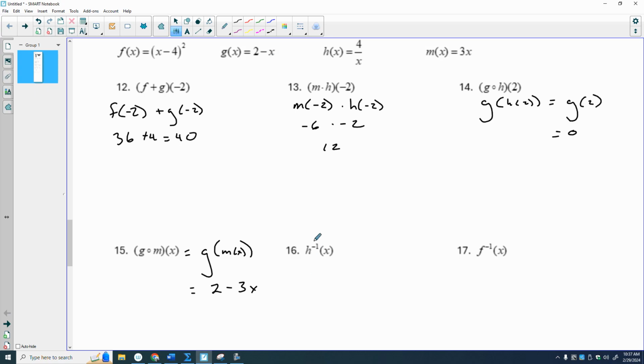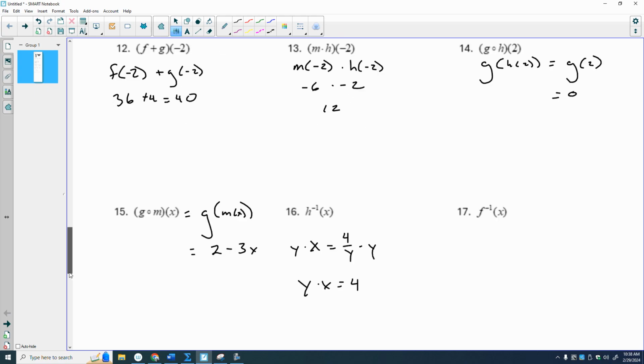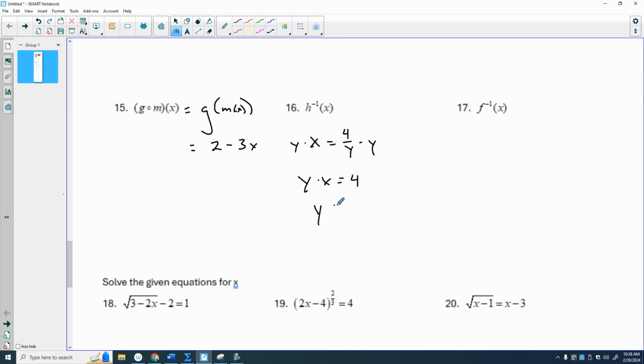Okay, inverse. H inverse, switch the x and the y. X equals 4 over y. Multiply both sides by y. And I get x times y equals 4. Divide both sides by x, because I'm trying to get y by itself. And I would get y equals 4 over x. Notice what happened. X and the y simply switched places.